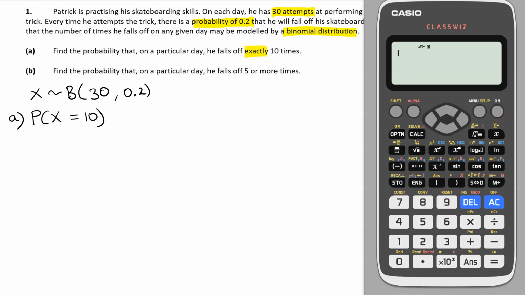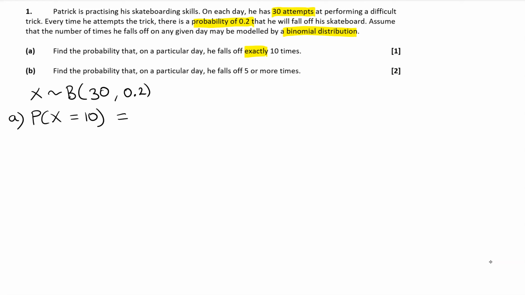So on my calculator, I just go menu, 7, binomial PD, and then just variable. I put in x is 10, n is 30, and the probability is 0.2. When I do that, I get, to 3 significant figures, 0.0355. Make sure you go to at least 3 significant figures when you write your answer. So question 1 done, just 1 mark, not too much to do there.